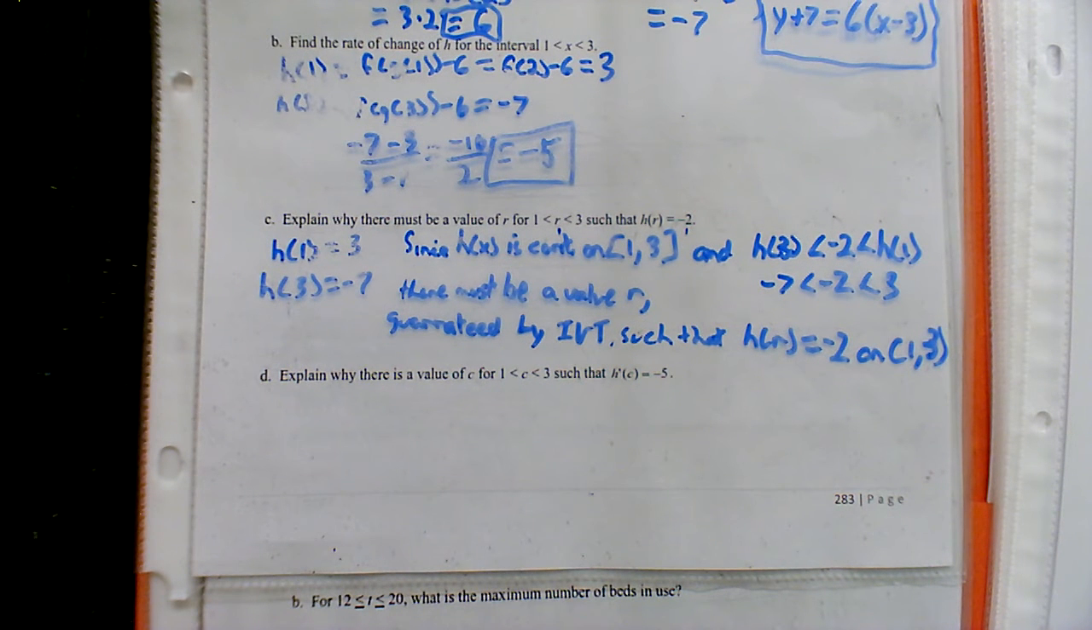Alright, let's go to letter D. Explain why there is a value of c for the interval 1 to 3 such that h prime of c, the derivative, would be equal to -5. So how can we explain that? Look at your theorems, think about your theorems.